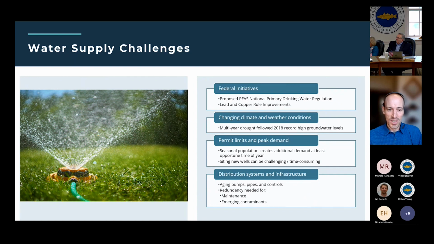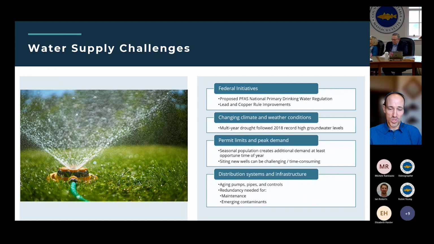And just understanding that siting of new wells is a time-consuming process, and the land area that's available for new water supply exploration is pretty limited just because so much of the available land has been built out.